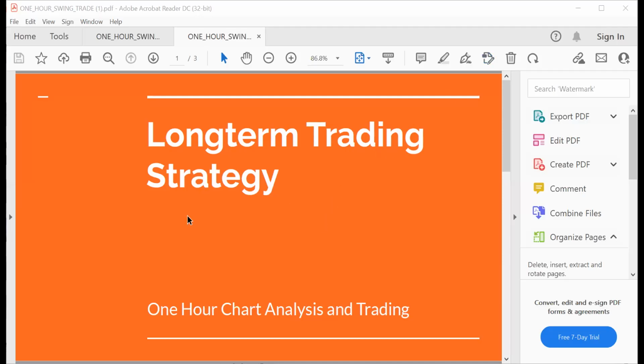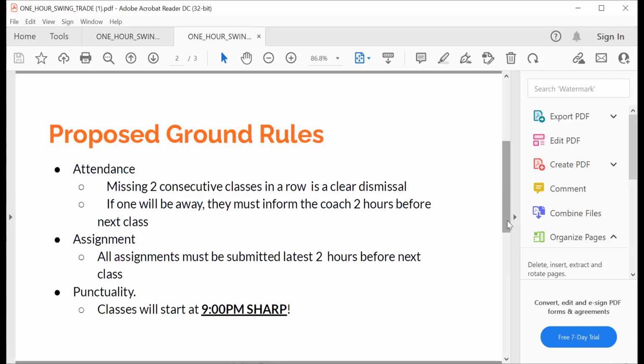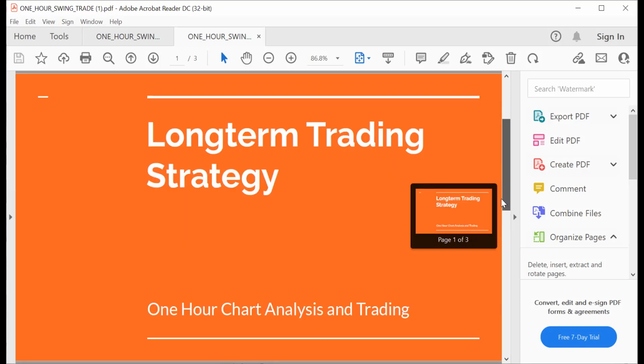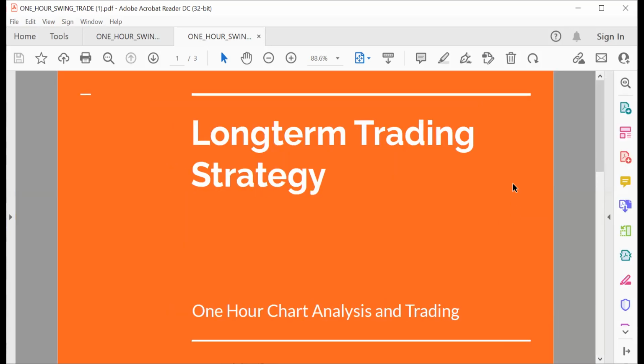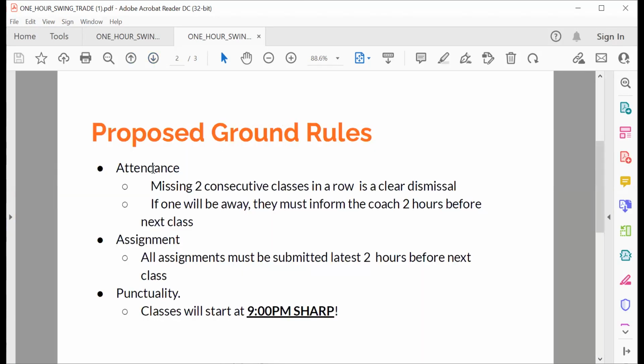All right. So this is a 1 hour trading strategy, but there are some proposed ground rules. One, attendance. Somebody missing 2 consecutive classes in a row is a clear dismissal. We explained yesterday the reasons behind it, but we shall not budge on that unless there are some emergencies and so on. And even then, the other conditions must apply.